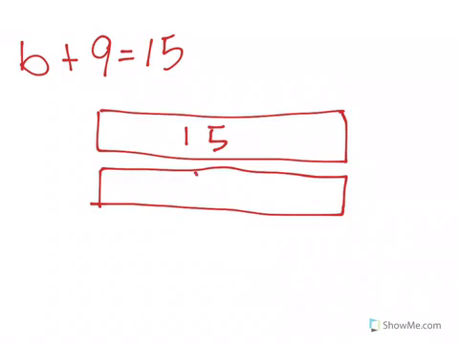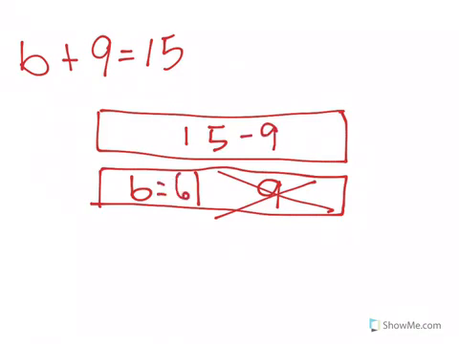So this part is 9. This part here is b. We don't know what it is. But we do know, because we sized them up, right? We do know that b and 9 is 15. So if you take away the 9 here, and you take it away up here, 15 minus 9, you end up with this part has to be 6. So your 6 and your 9 equals 15. Okay? So b equals 6.